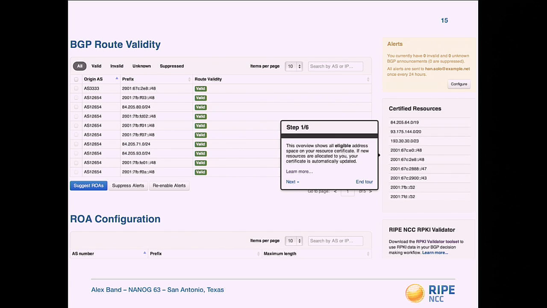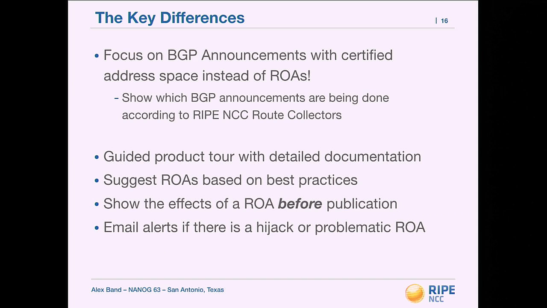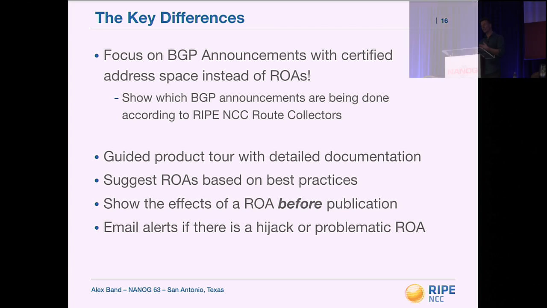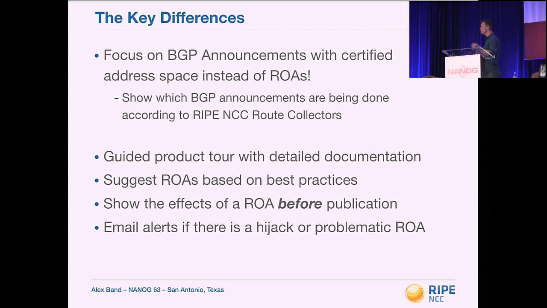OK, so that's kind of good. And we also added this product tour, where you would be guided through all of the basic concepts on how to do it. So that would sort of be it. So the key differences here: focus on all of the BGP announcements, so use the root collectors to support all of this, do a product tour, suggest ROAs based on best practices, and also show the effects before you publish.